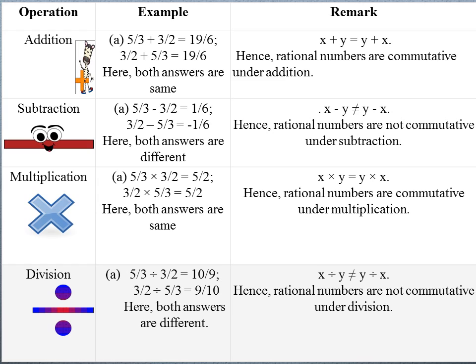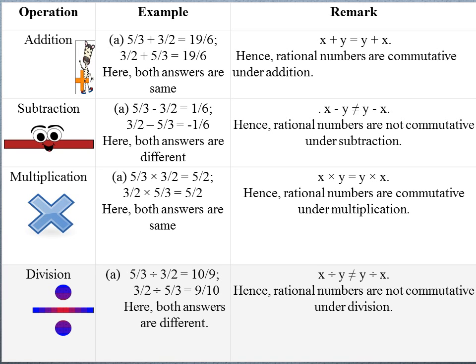In case of subtraction, the difference of two rational numbers is a rational number, but if we change the order of the numbers with the same operation, that is subtraction, the result in both the cases will be different. Like here, in the first case the answer is 1 by 6, whereas in the second case, where the numbers are the same but arranged in a different order, the answer is minus 1 by 6. Hence rational numbers are not commutative under subtraction.